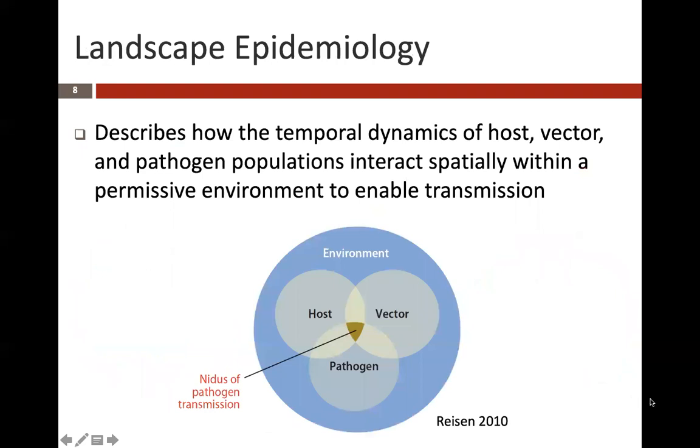And that is where landscape epidemiology comes in. Landscape epidemiology describes how the temporal dynamics of host, vector, and pathogen populations interact spatially within a permissive environment to enable transmission. So there's a lot going on. To really understand where and when transmission risk is highest, we need to know something about the hosts, the vectors, and the pathogens. We need to know where they can do well. It turns out that it's like this tiny little area of intersection here, which is called the nidus. The nidus is essentially a place or a spatially defined focus in which transmission happens.